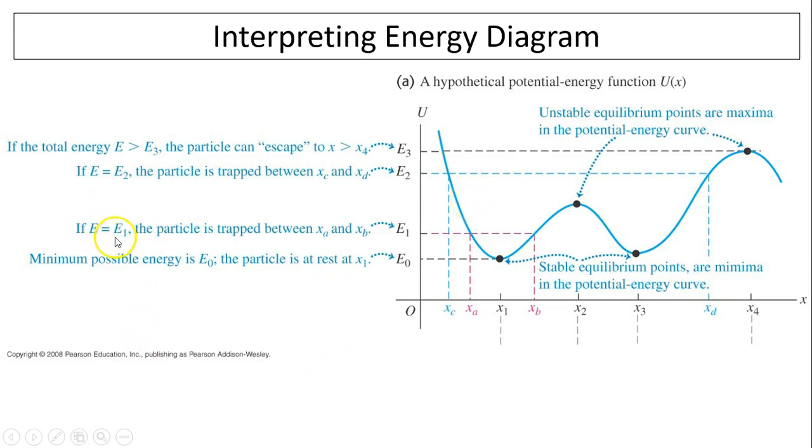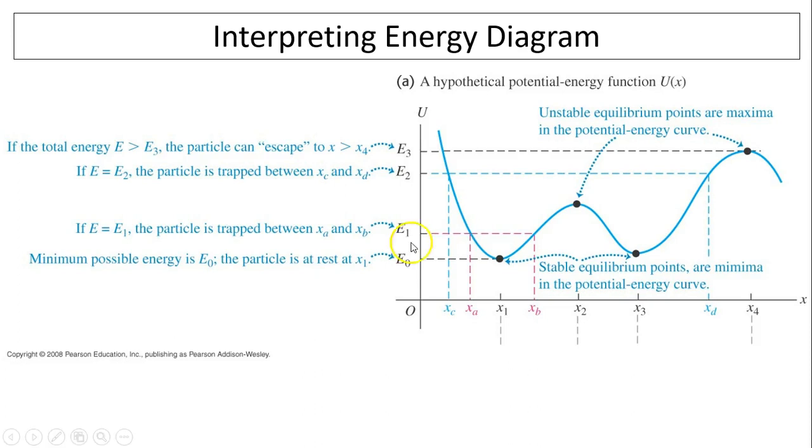However, if total E equals E1 over here, that means at that point the potential energy equals the total energy, E1, and the kinetic energy equals 0. If you release that particle at that point with kinetic energy equal to 0, the particle is just going to move between xA and xB. Because at that point, the total energy equals the potential energy.